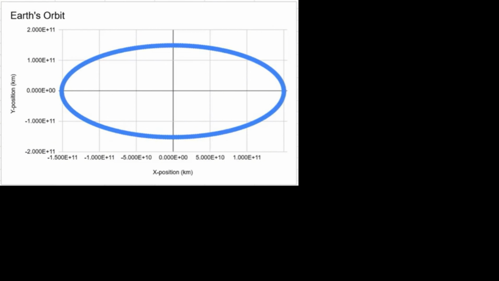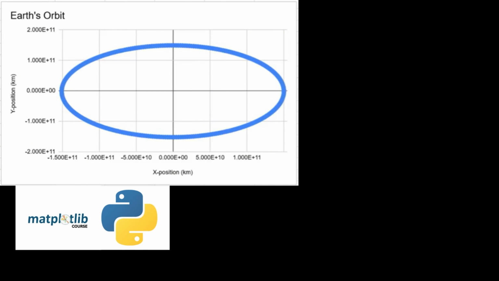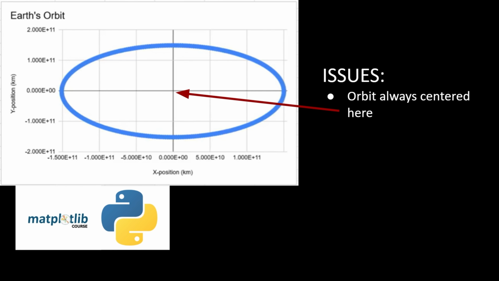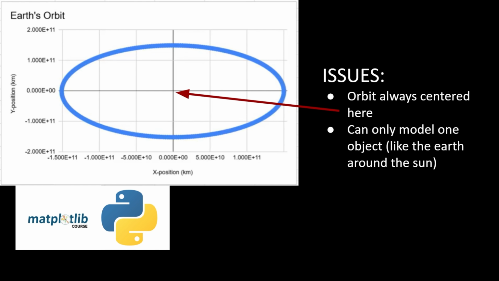simulate this orbit in Python using matplotlib for the visuals. Now, the easiest way to do this would be to directly copy and paste the math from our spreadsheet into our Python code and change a couple variable names. However, this has a couple problems. First, the satellite always orbits around 0, 0. And second, the sim can only model one object.